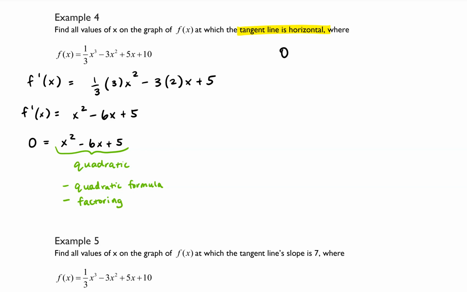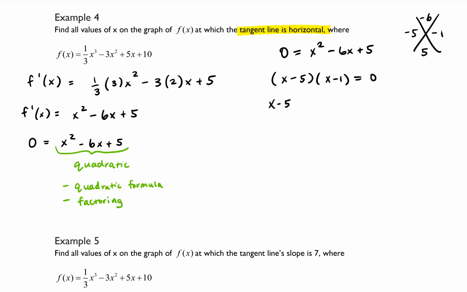So I have 0 equals x squared minus 6x plus 5, and I'm going to factor this. We know that two numbers that add to -6 and multiply to 5 are -5 and -1. So that's going to mean that our factors x minus 5 and x minus 1 are equal to 0. And then from there, we can use the zero product principle, or the zero product rule, that tells us that we can set both of the factors equal to 0 and solve.